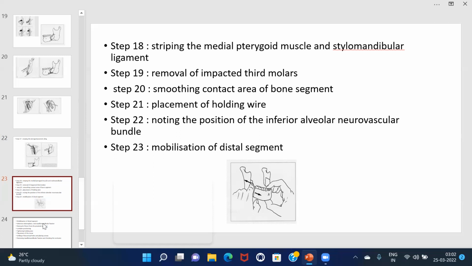When the wires are pulled through, take care to prevent any damage to the temporomandibular joint. Now, step 22, noting the position of the inferior alveolar neurovascular bundle.